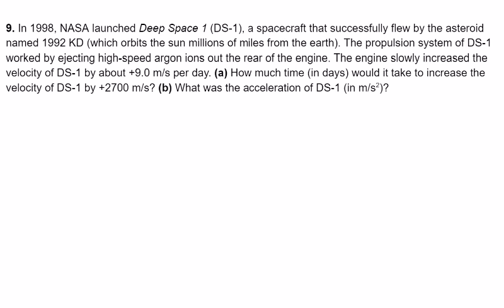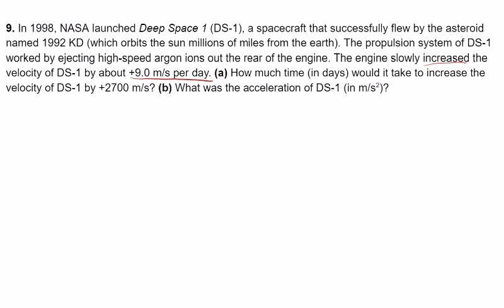In this one, number 9, we've got NASA launching Deep Space One, and probably the biggest thing with this one is we just have some strange kind of units. The propulsion system works by ejecting high-speed argon. The engine slowly increased the velocity by 9 meters per second per day.